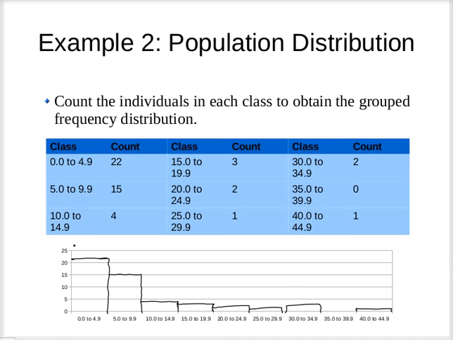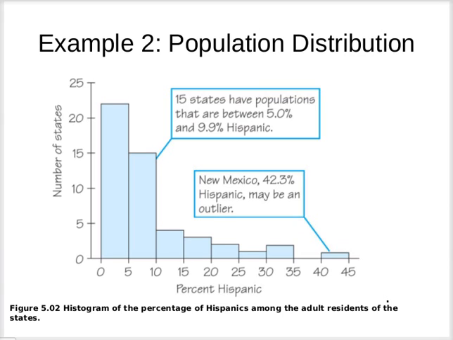So you can see there are a bunch of states with low Hispanic populations, and then as the percentage goes up, the number of states goes down, and we've got just 1 here at the end. So let's take a look. This is the histogram as it appears in your book, and it shows exactly the same data that we just looked at.